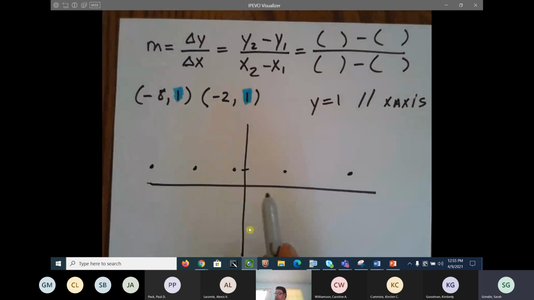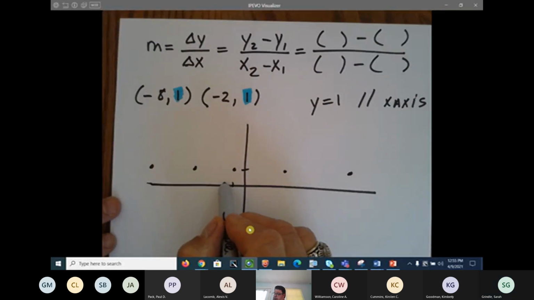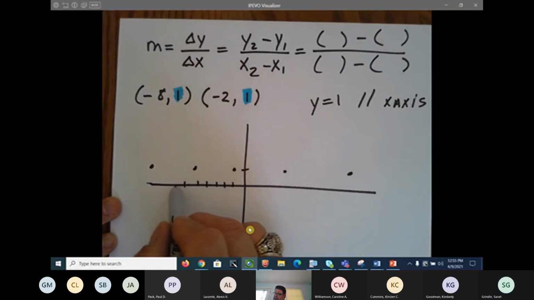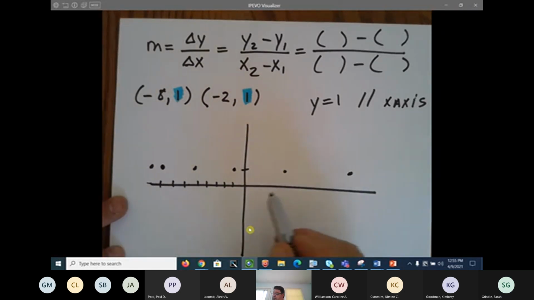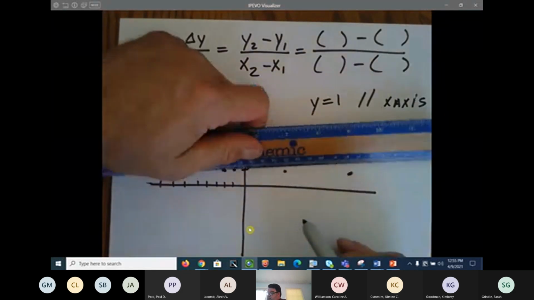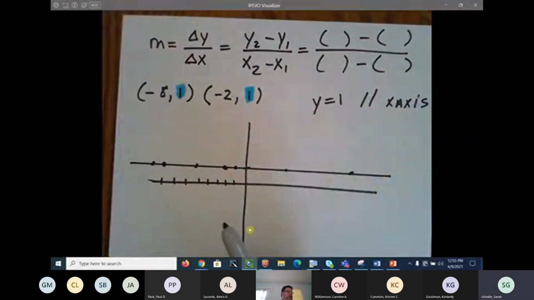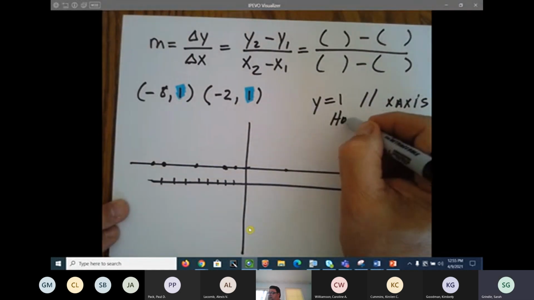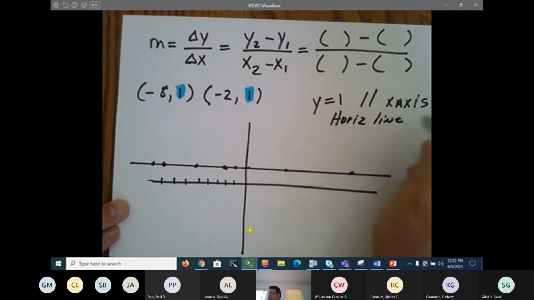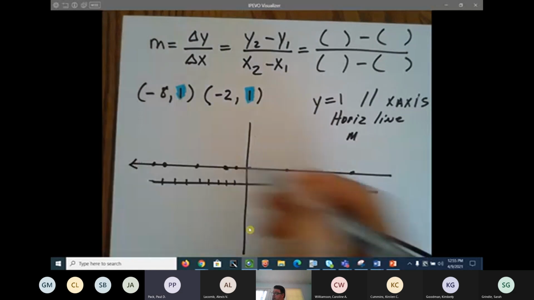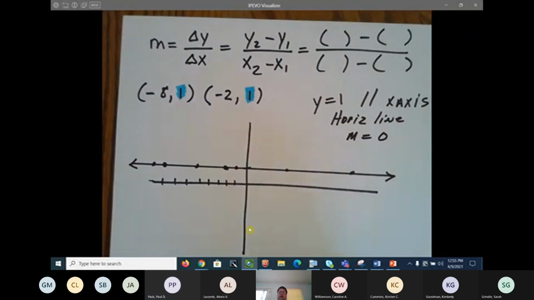So where is negative 8 and 1? 1, 2, let's see, 1, 2, 3, 4, 5, 6, 7, 8. And negative 2 and 1. So what kind of line do we have? Well, from the rule, we have a horizontal line. And what does my rule on the last page say about the slope of a horizontal line? Look at my last page. What is the slope of a horizontal line? 0 or undefined. 0 is a horizontal line.